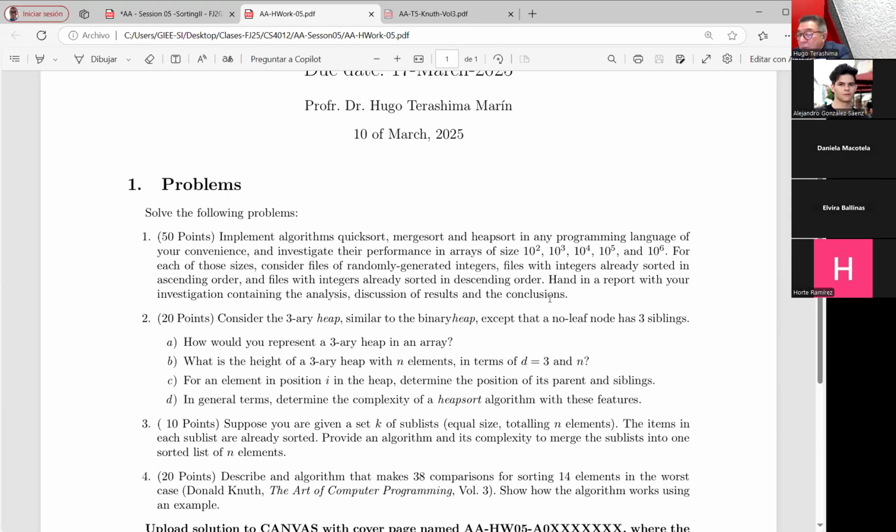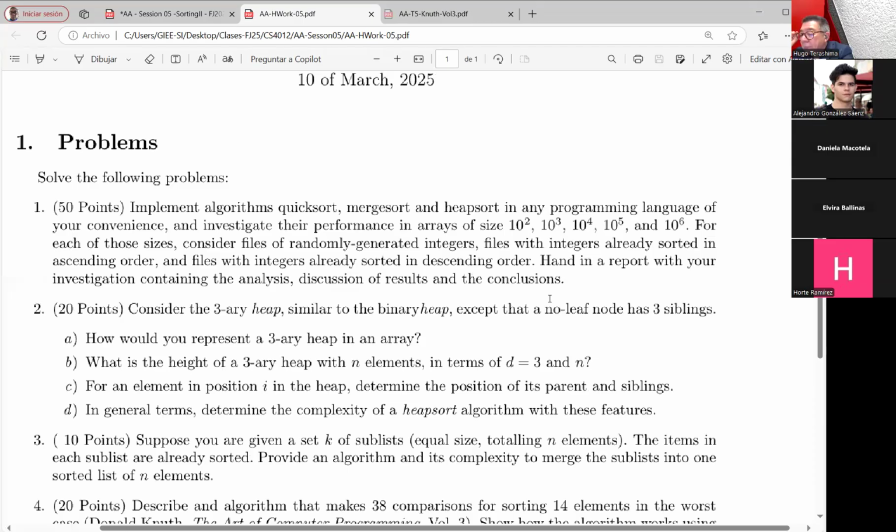And the idea is to see how the different algorithms work and how they behave for different cases, right? Is that okay? Do you understand the first exercise? Yes or no? Yes. Yes. Okay.